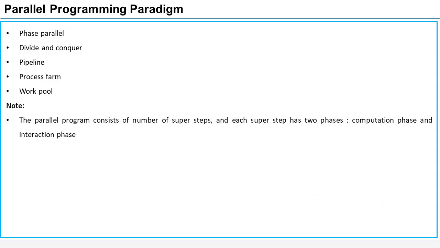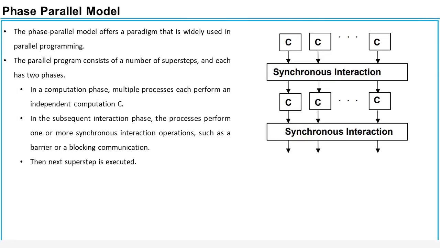Parallel programming paradigms include phase parallel, divide and conquer, pipeline, process farm, and workflow. The parallel program consists of a number of supersteps, and each superstep has two phases: a computation phase and an interaction phase. The phase parallel model offers a paradigm that is widely used in parallel programming.